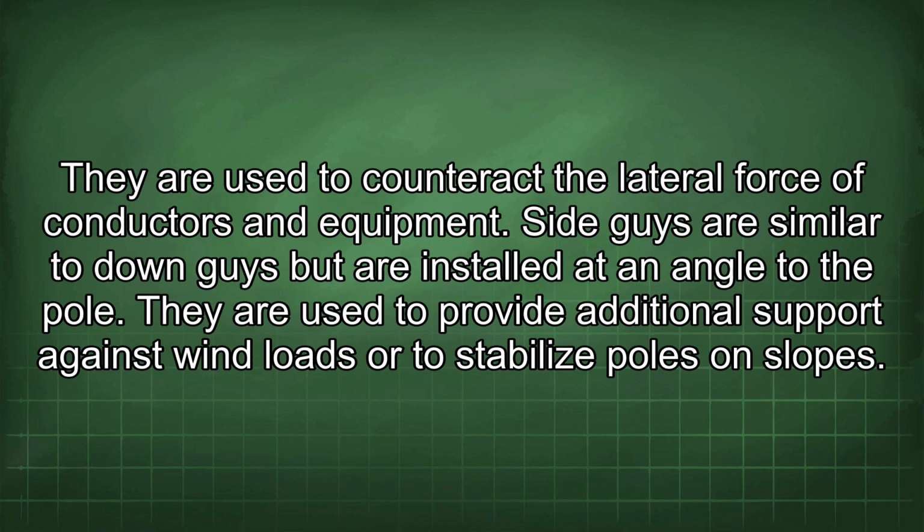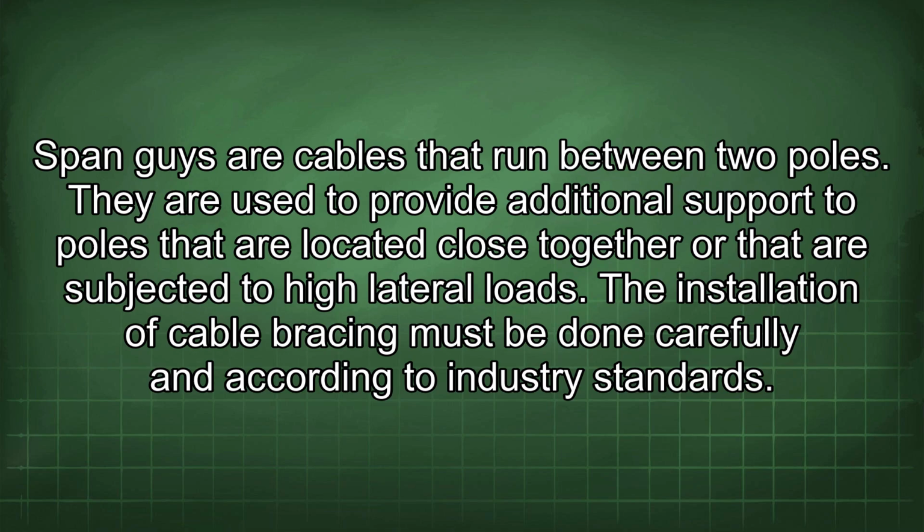Side guys are similar to down guys but are installed at an angle to the pole. They are used to provide additional support against wind loads or to stabilize poles on slopes. Span guys are cables that run between two poles. They are used to provide additional support to poles that are located close together or that are subjected to high lateral loads. The installation of cable bracing must be done carefully and according to industry standards.